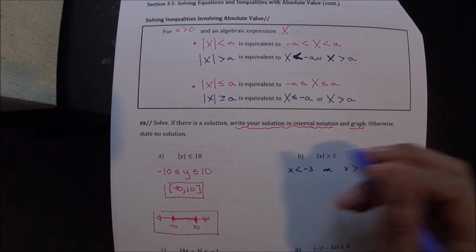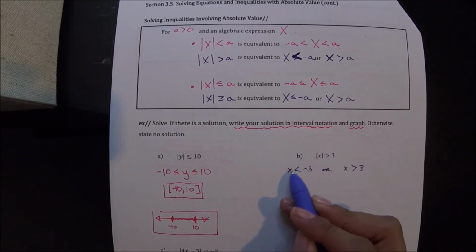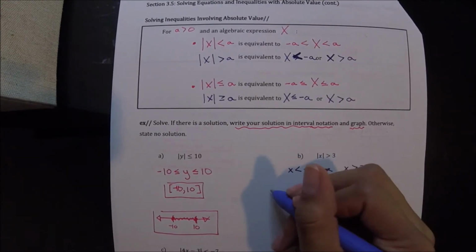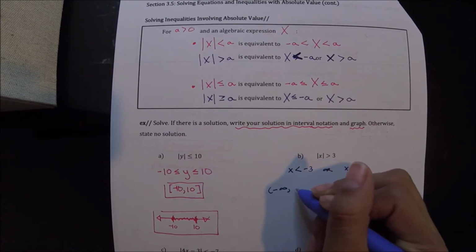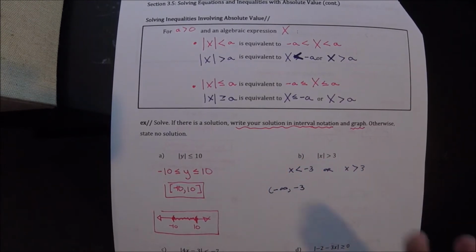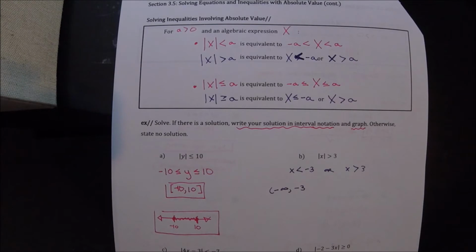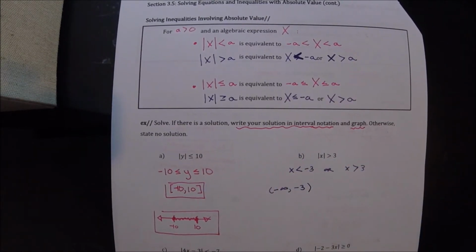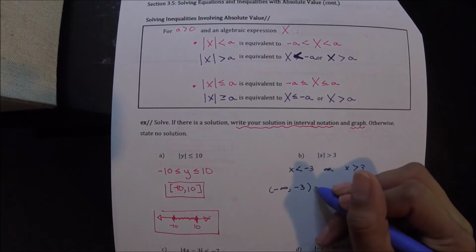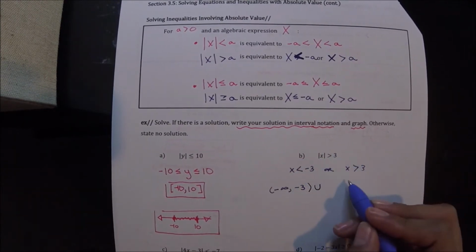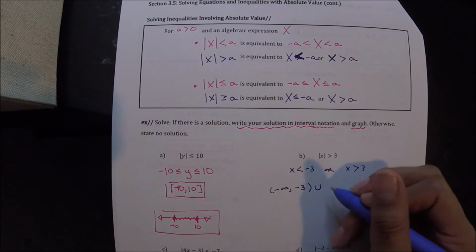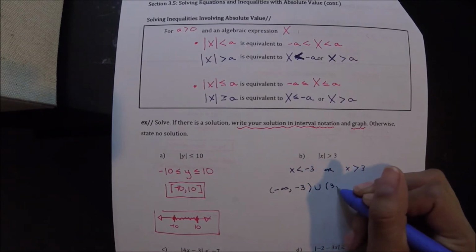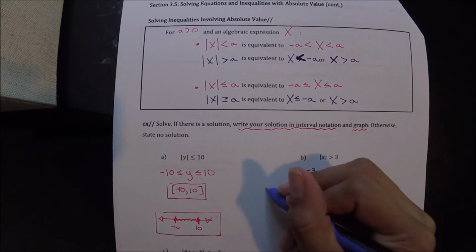So now we have to write it in interval notation. So for something to be less than negative 3, that means everything from negative infinity up to negative 3. And then we need to decide if we want open or closed, less than, so open. And then or, so we're going to put union, x is bigger than 3, meaning we want to start at 3 and go all the way up to infinity.